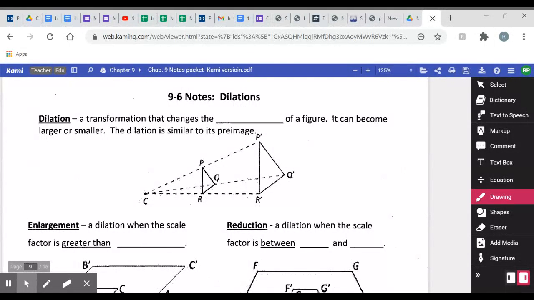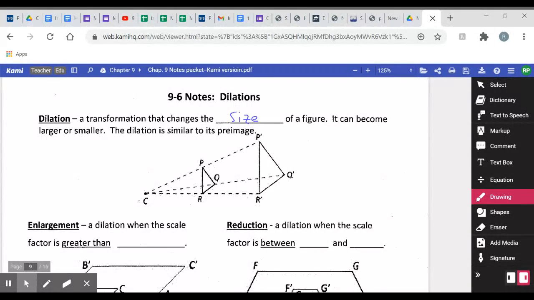All of those, the figures were staying the same shape and the same size. They were just moving to a new location. This is the last one, section 9.6. And it is a transformation where the figure is either getting bigger or smaller. So it's staying the same shape, but it's not staying the same size. So a dilation is a transformation that changes the size of a figure.